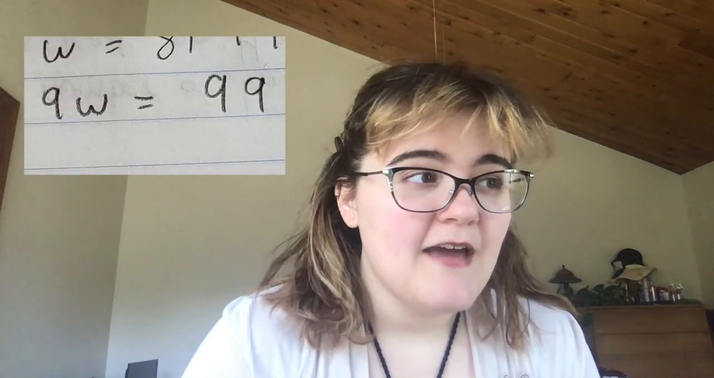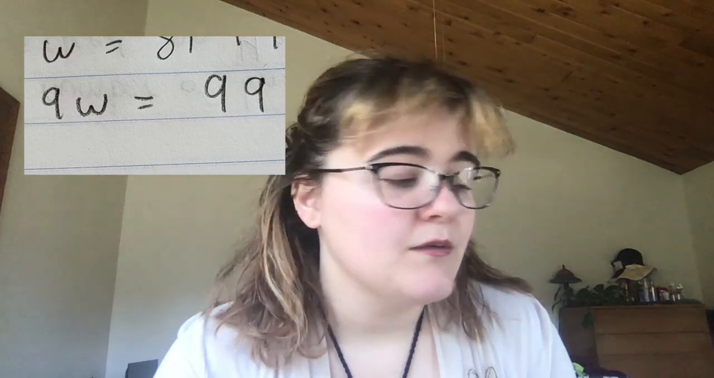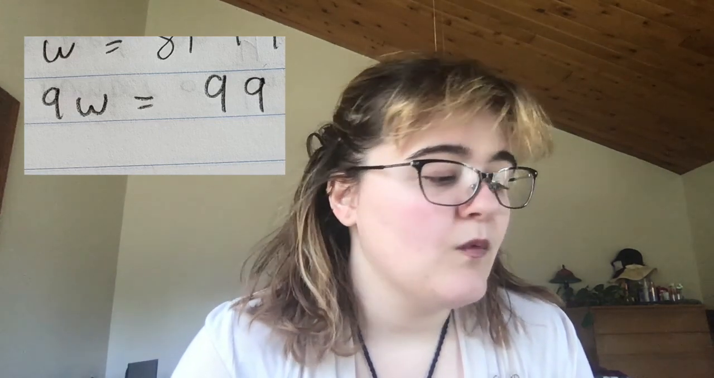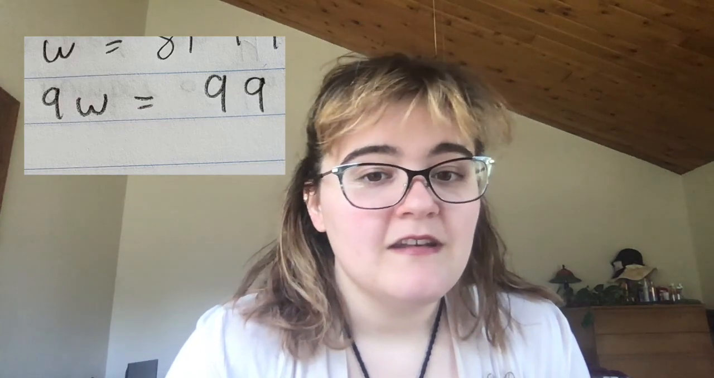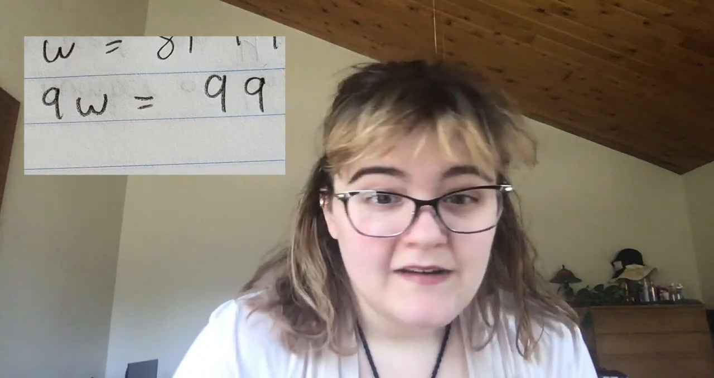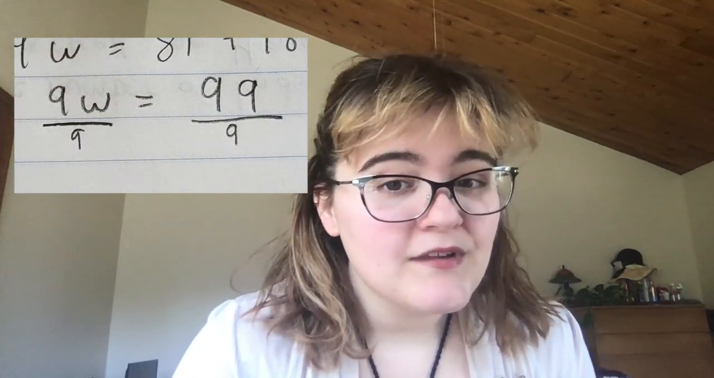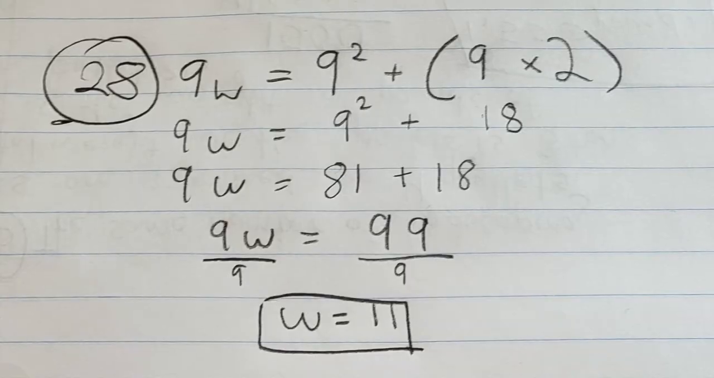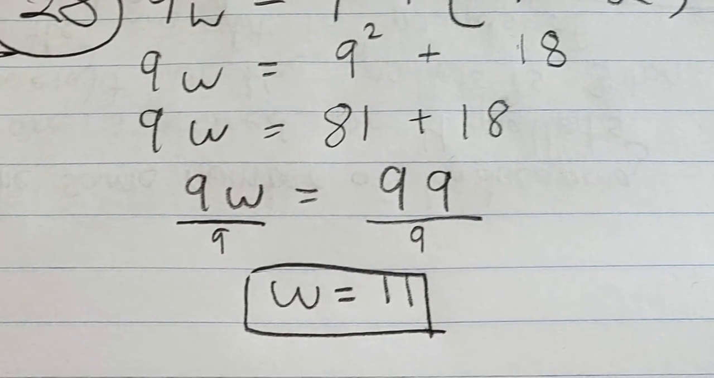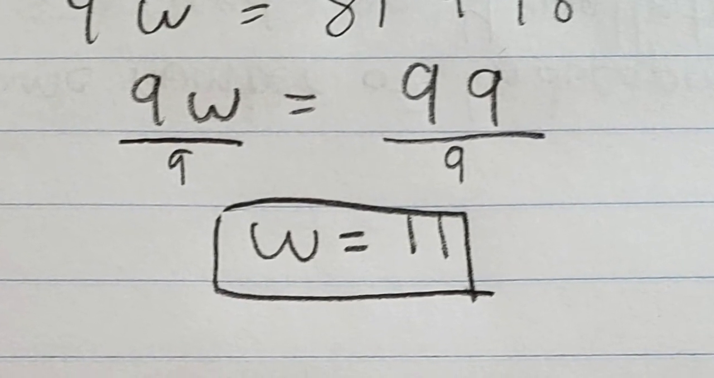Now remember, when we're working with letters just randomly thrown into our math, this is the very early stages of algebra. When we have a number right next to a letter, that means that we are multiplying. So in this case, 9 times whatever w is will equal 99. But how are we going to figure out what w is? Well, what's the opposite of times? Division. We're going to divide both sides of our problem by 9. This gets rid of the 9 next to the w, and it gives us our answer, 11.